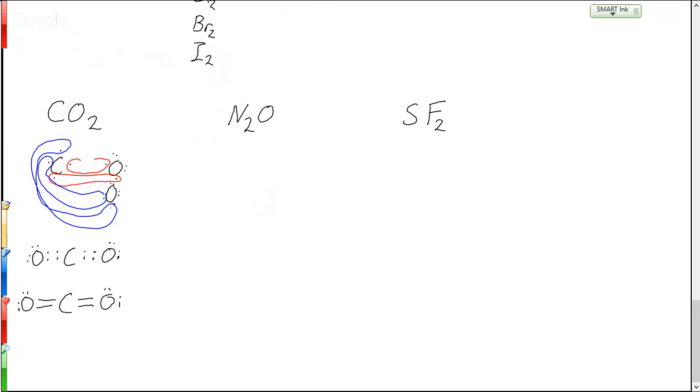So that's our CO2 with each sharing 2. All right, let's look at the N2O. So there's a couple different ways to look at this one. You could draw it. Well, let's look at the atoms themselves first, and then try to figure this out. So there's our N. There's our N.